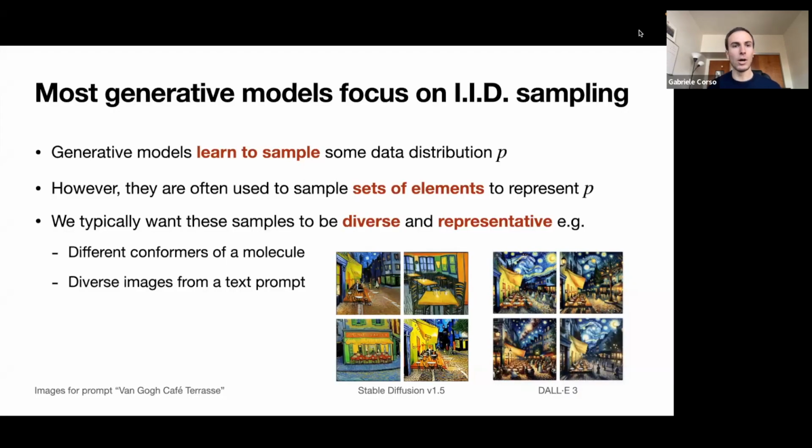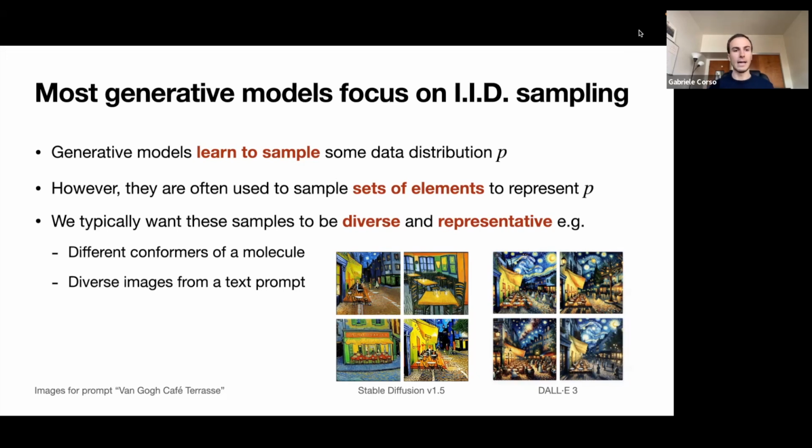Okay, so with most generative models, we focus on I.I.D. sampling. The reason is that with generative models, we're typically trying to learn to sample from some data distribution P. However, at inference time, when we actually use these models, we use them to sample a number of elements, or more than one, to represent this distribution. And so we would typically want these samples to be diverse and representative of our distribution.